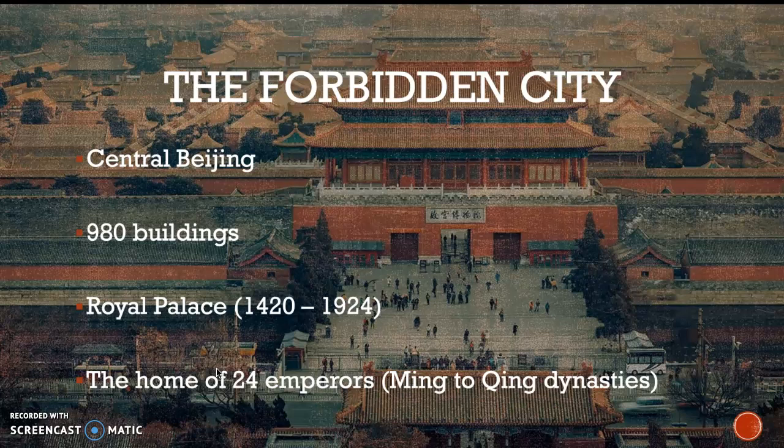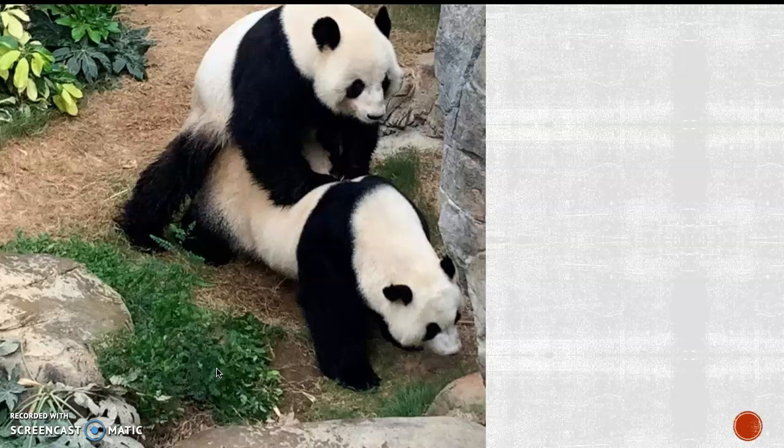Maybe from 1420 to 1924, and it was the home of the 24 emperors from the Ming to Qing dynasties. Honestly, these two dynasties had a very short life. Each one lasted maybe around 200 years, and after that another dynasty appeared.